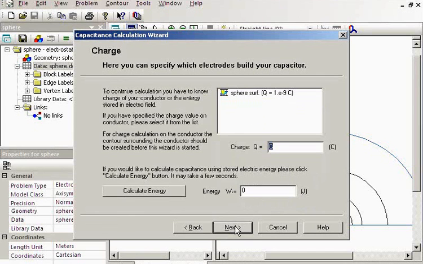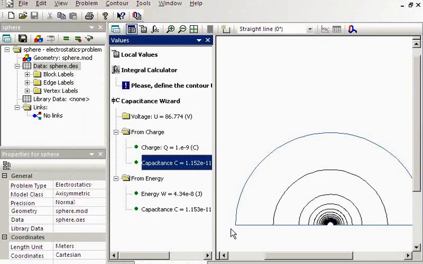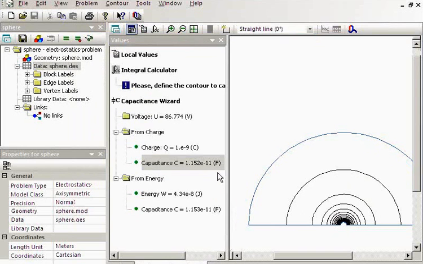The charge of the sphere is here. And you can see there is an alternative way to calculate the capacitance through the energy. Let's try both approaches and compare the results. Here you can see the results on the screen. These are close values, so I believe our simulation was accurate.